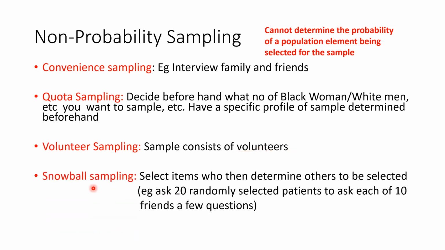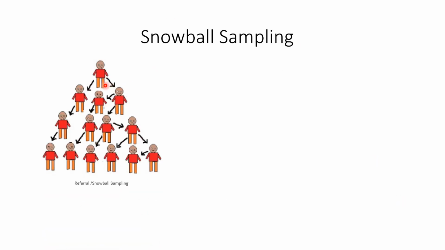So now the next thing we have is something called snowball sampling, and I'm just mentioning this because I think it's interesting. You might hear about it and not know what it is. So, for example, suppose we have 20 randomly selected patients, and we ask them to ask 10 of their friends each a question. So what snowball sampling is, this guy was selected, he asked his 2 friends.